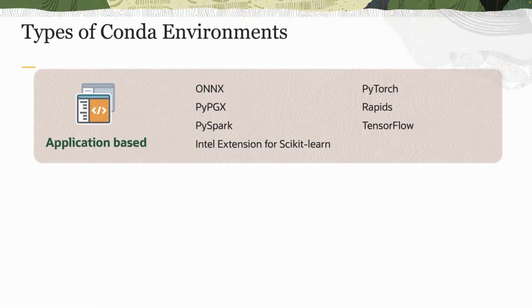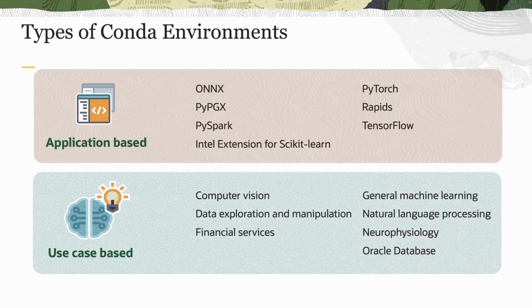Types of Conda environments. Some Conda environments are based upon an application, for example, a Conda environment for Onyx or PyPGX or PySpark. Other Conda environments are based on the use case, such as computer vision, data exploration and manipulation, financial services. Each one of these Conda packs has select best-of-breed software built in to match the tasks or the application that you're trying to work with.